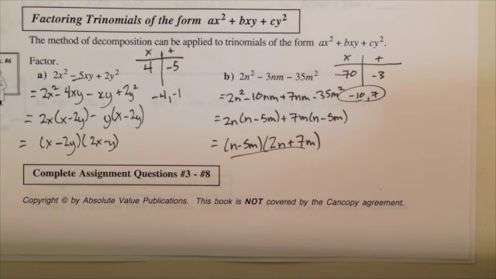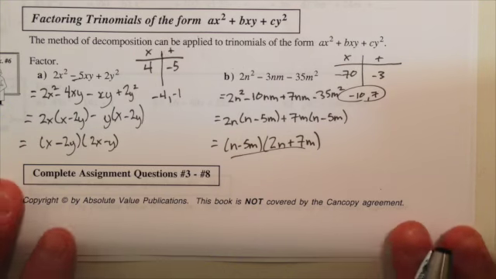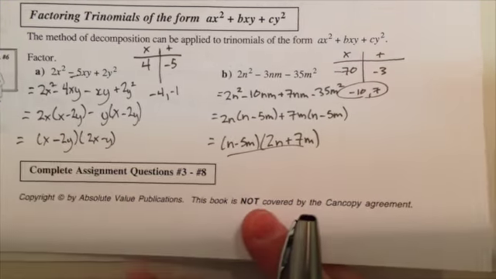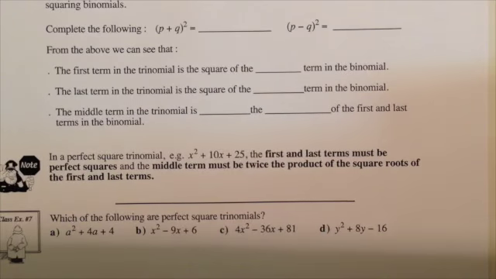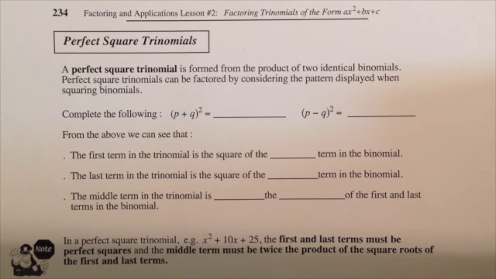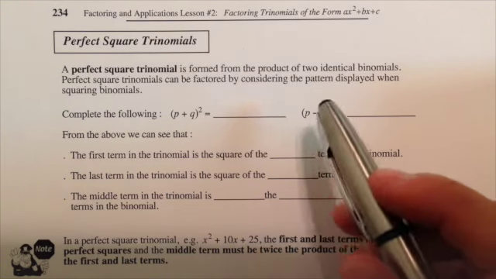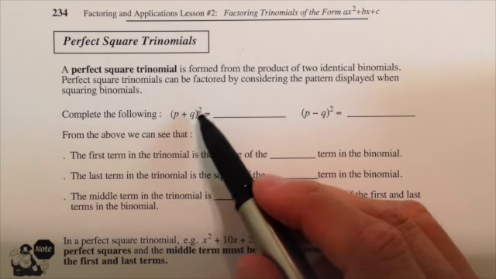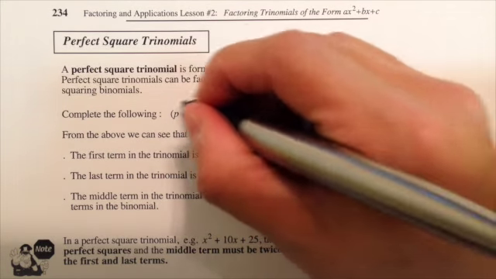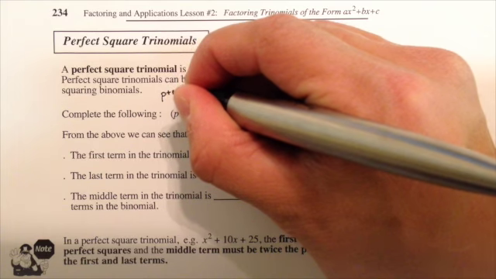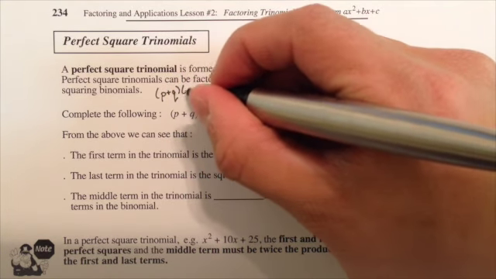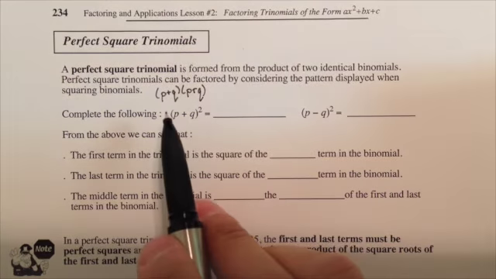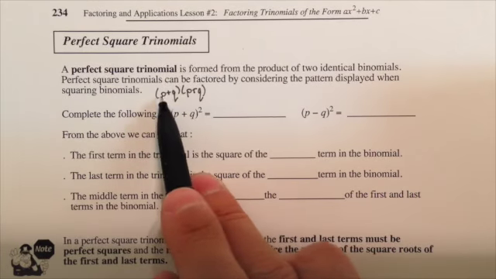Okay, my last page. We're going to talk about perfect square trinomials. You might want to pause that to get the rest of that. Now, you might remember talking about these last year, but a perfect square trinomial is formed from the product of two identical binomials. So for example, if you have p plus q squared, this would look like p plus q times p plus q. So there are two identical binomials. Remember, a binomial is just two terms.